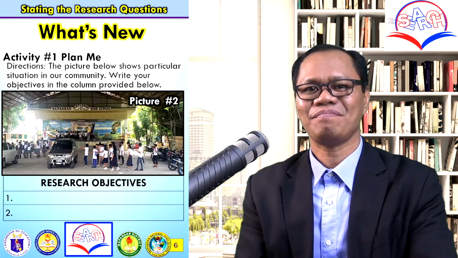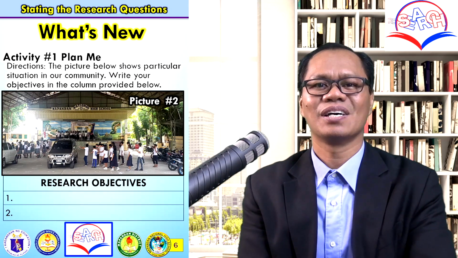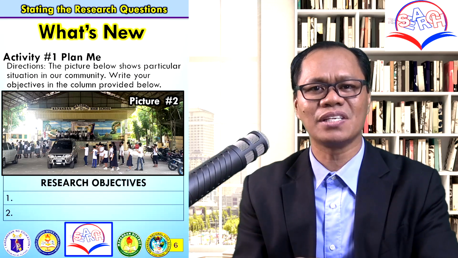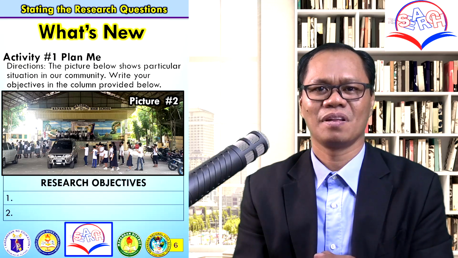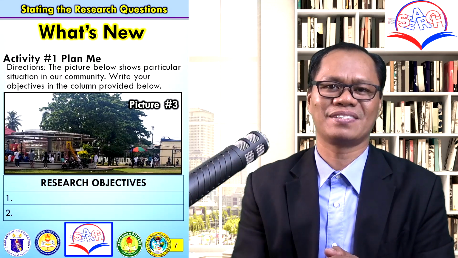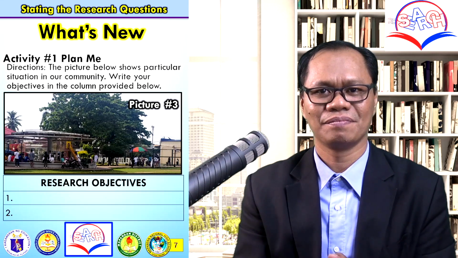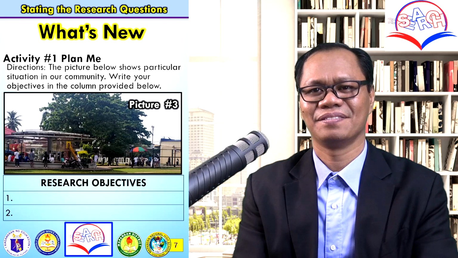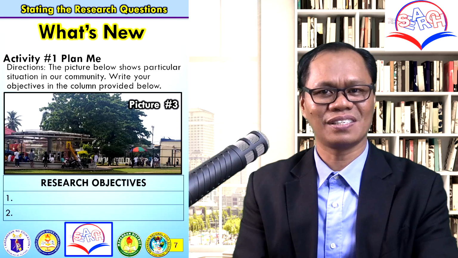Next picture. This one was taken lately during the double shifting afternoon classes of students. Is there any other problem as far as implementation of health and safety protocol is concerned? What other problems do you see? Write your objectives to address the problem. What about picture number 3? This picture has been taken in Mapandan Public Plaza. Do you see those people there? What are they doing? Do you see some issues and problems? Write your objectives to address the problems.